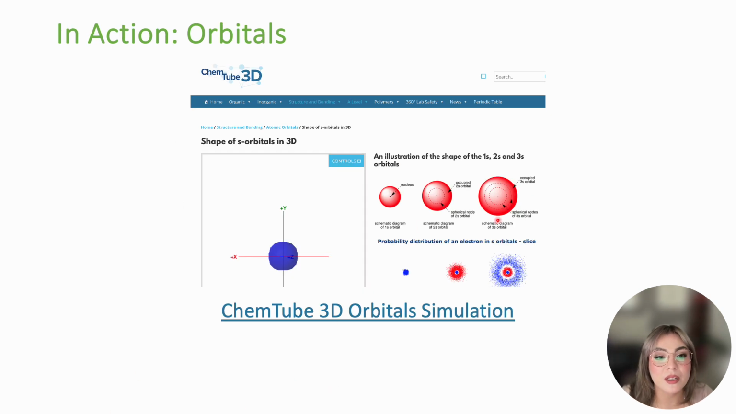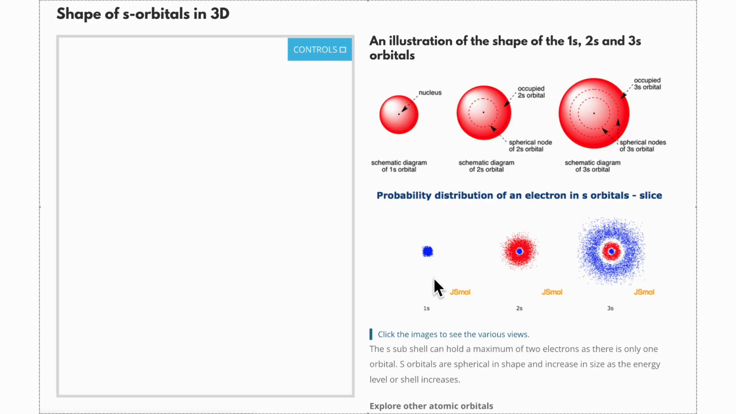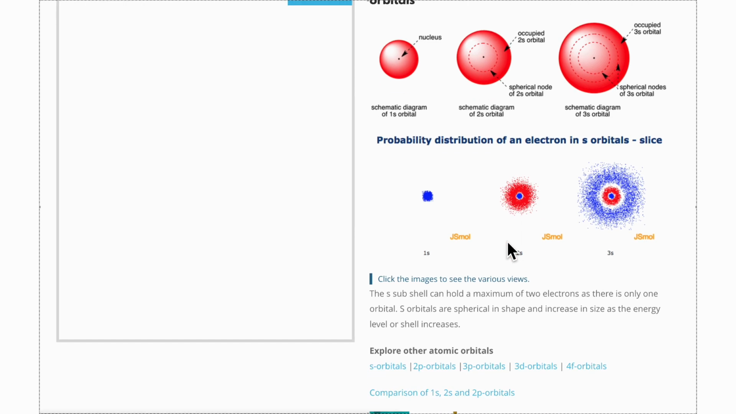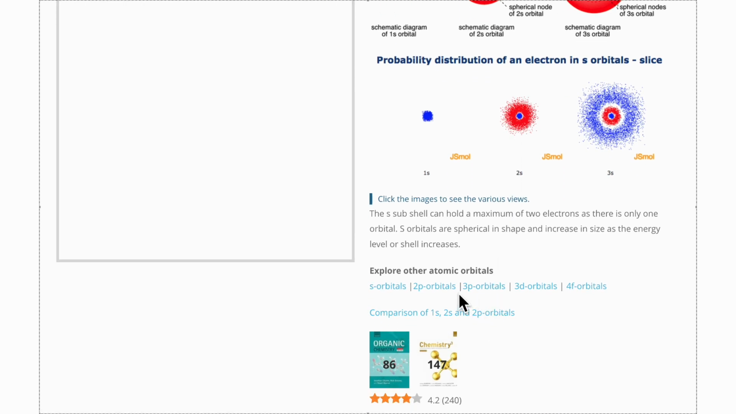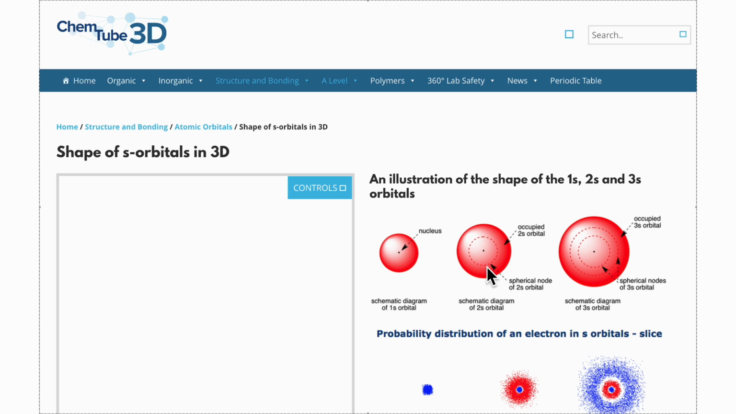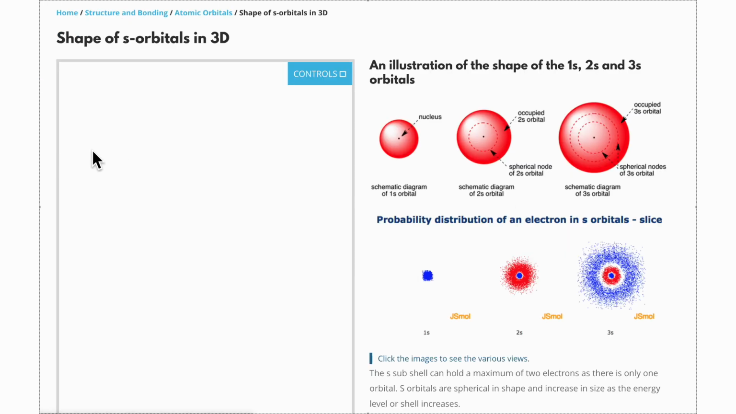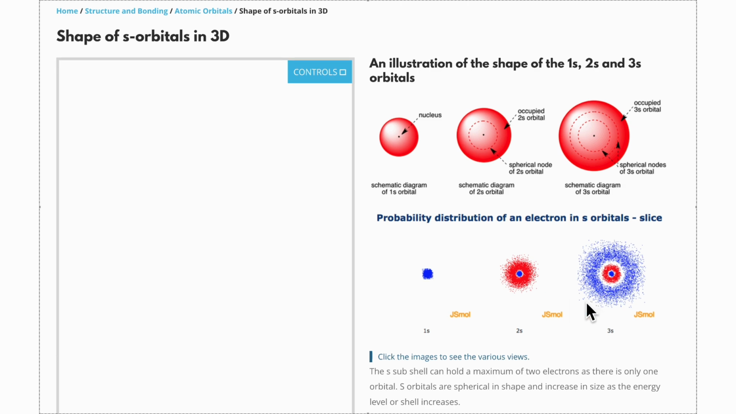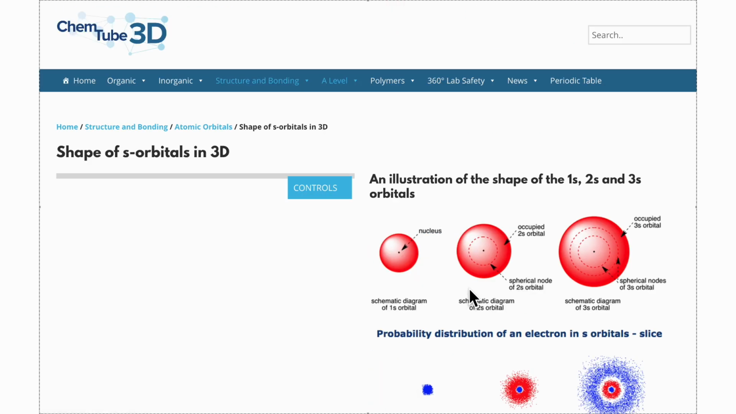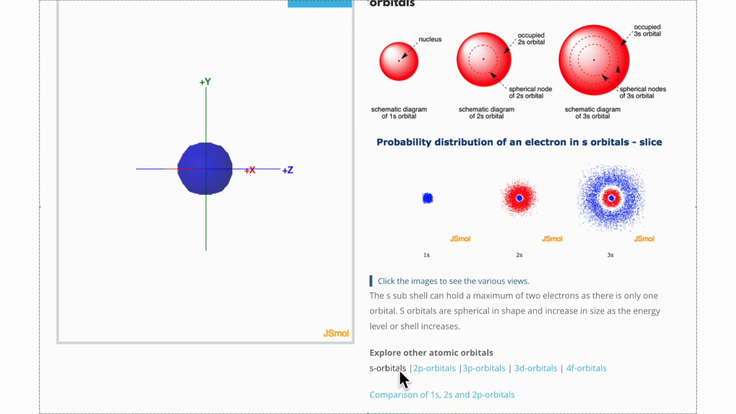So we will look at these orbitals in action once we pull up this simulation. You can click on it using this link in your slides. If you successfully pulled up this website, you will see that we have different orbitals being displayed here. Specifically here we have the shape of an S orbital. And for some reason it wasn't loaded already, but if it's not loaded, just like I just did right now, just click on S orbitals.